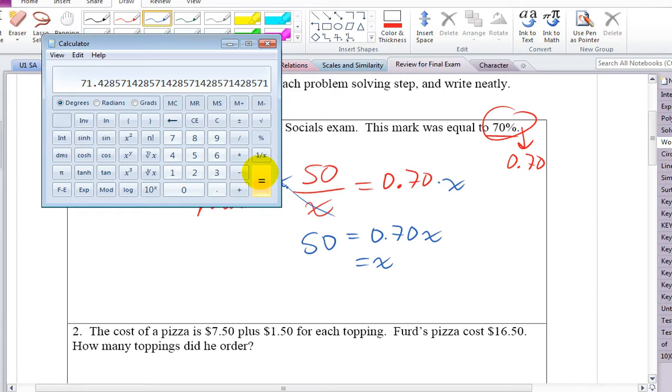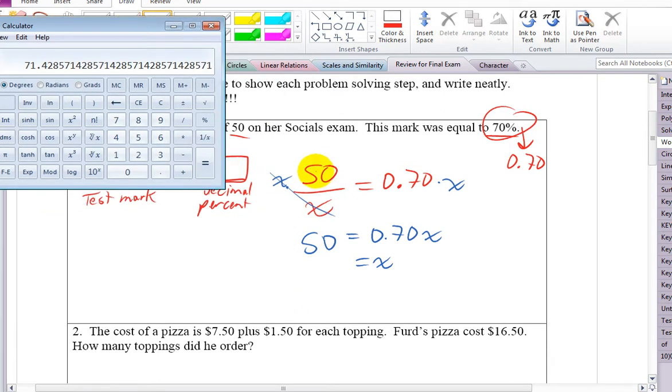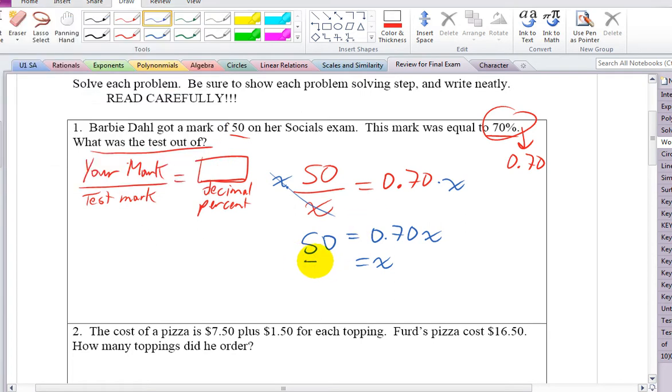You sure it's not out of 72? Well, what could you do to double check? Because you don't want to lose 3%. Each question is like 3%. Exactly. So let's figure it out. We got 50 divided by 71. See what it gives us. Is that 70% or 71? 70. Okay, so x equals 71.